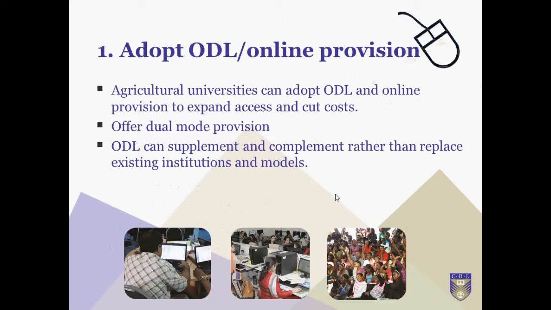First, agricultural universities can adopt open and distance learning and online provision. By becoming dual mode, campus-based institutions can offer two streams of provision that provide flexible options to learners who can study at their own pace, place or time. In this case, open and distance learning can supplement and complement rather than replace existing institutions and provisions.